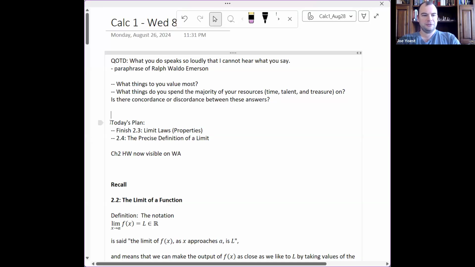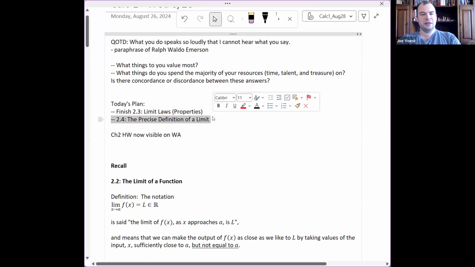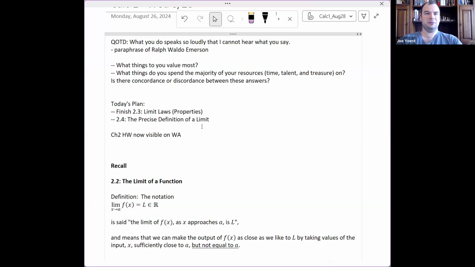All right, so the plan for today is to finish section 2.3 on limit laws or limit properties. We started that last time. So looking to finish that up today and then talk a little bit about 2.4, the precise definition of a limit. We're not going to go too deeply into this material, just kind of introducing the idea, showing you what precisely we mean when we talk about the limit.